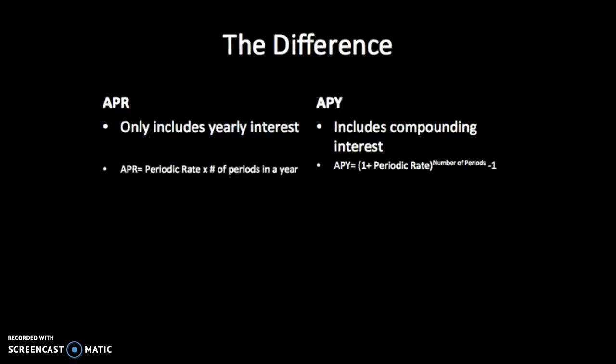So the big difference is the APR only includes the yearly interest. As you can see, APR equals the periodic rate times the number of periods in a year. The APY, on the other hand, is going to include the compounding interest. So APY is going to equal 1 plus the periodic rate to the power of the number of periods, minus 1. The power of the number of periods is what really flips this equation on its head and makes it so much different than the APR, which is a standard periodic rate times the number of periods in a year.